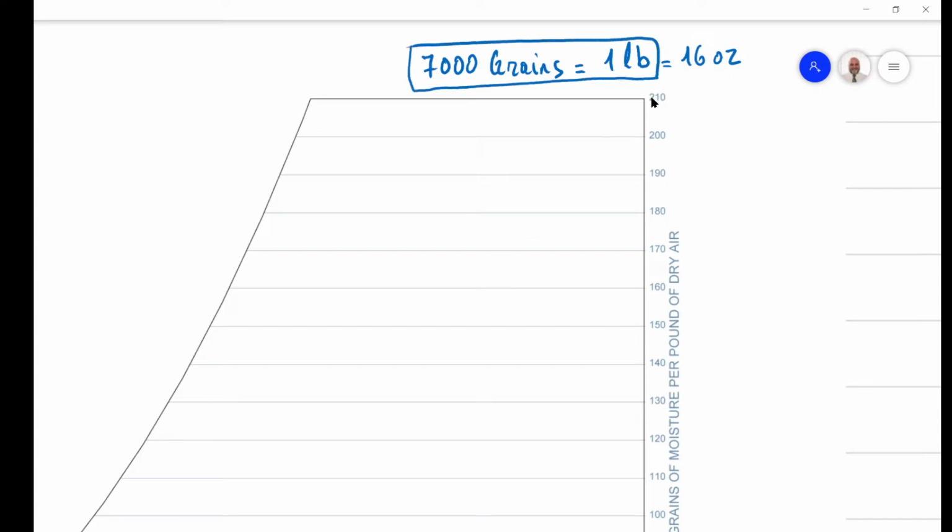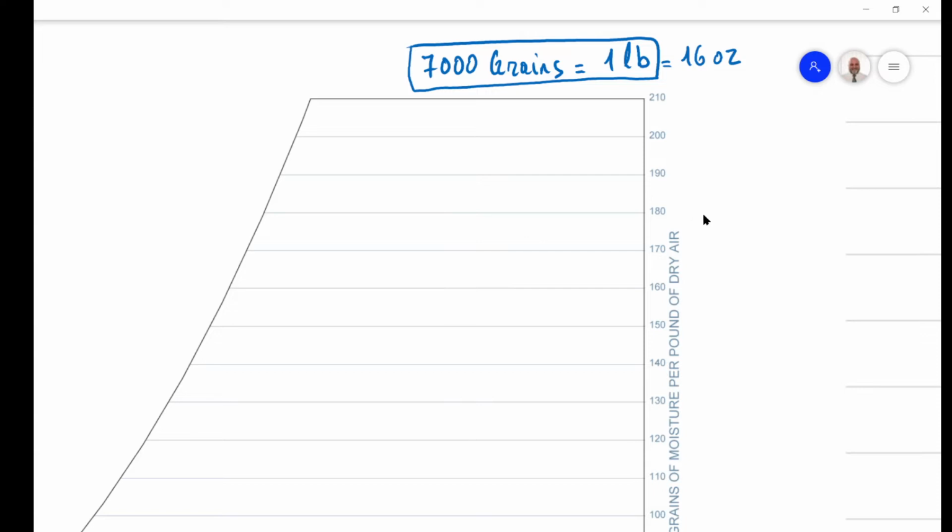It is important for you to remember that 7,000 grains of water equal 1 pound of water. In the same way, 1 pound of water is equal to 16 ounces. It's just a different measurement, and it is, as you can see, a very fine increment, 1 grain being 1/7,000 of a pound.